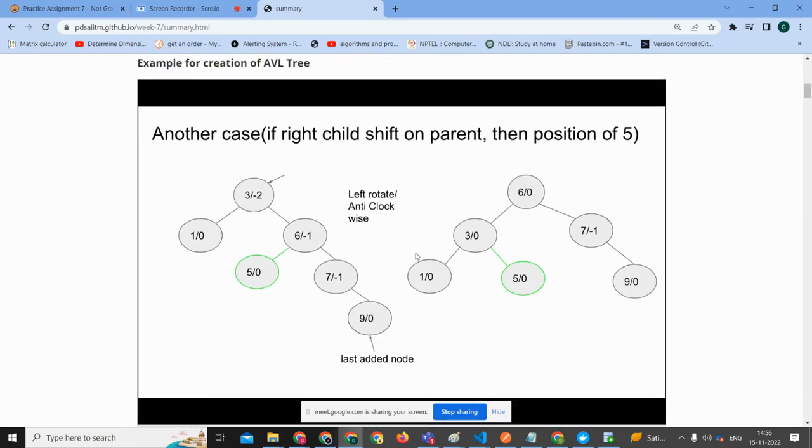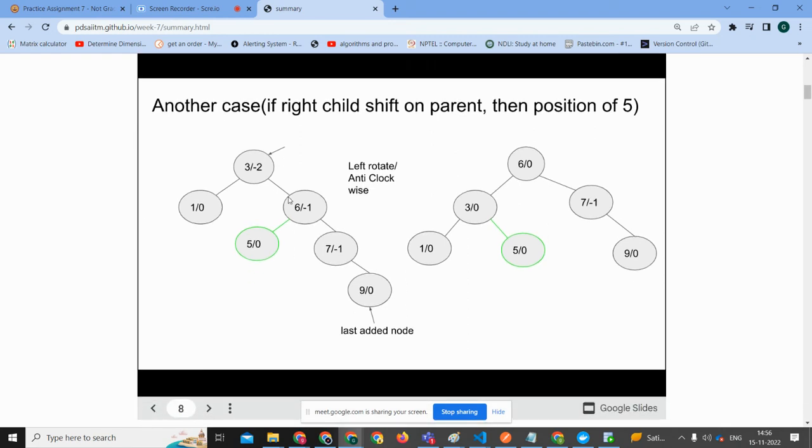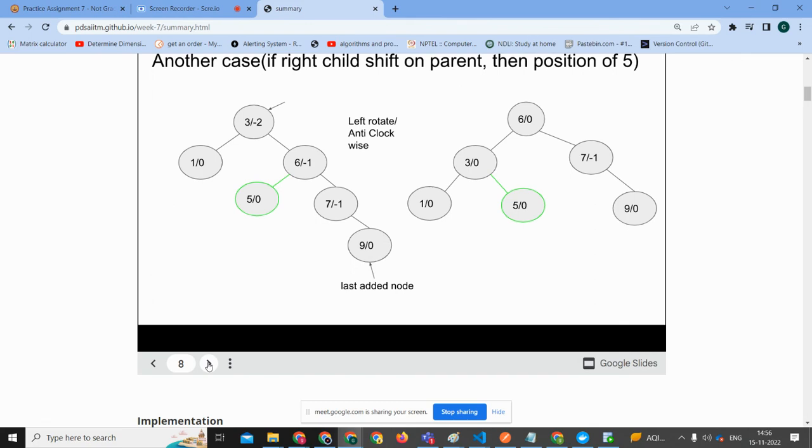So they are giving another case. In this case also, the sign is the same, so you do a left rotation here. See this? Minus 2, minus 1. Same sign, so here we need a left rotation.